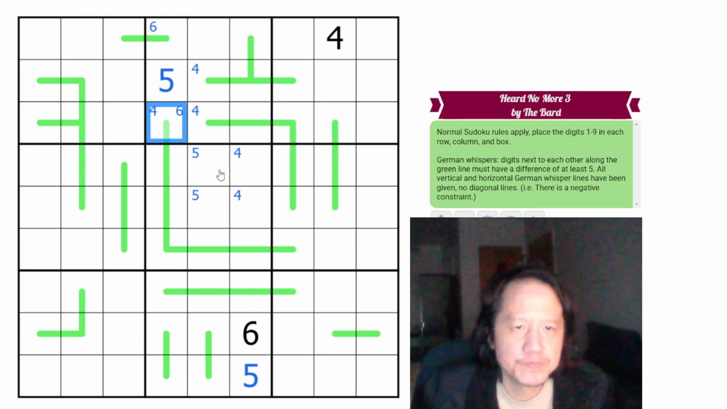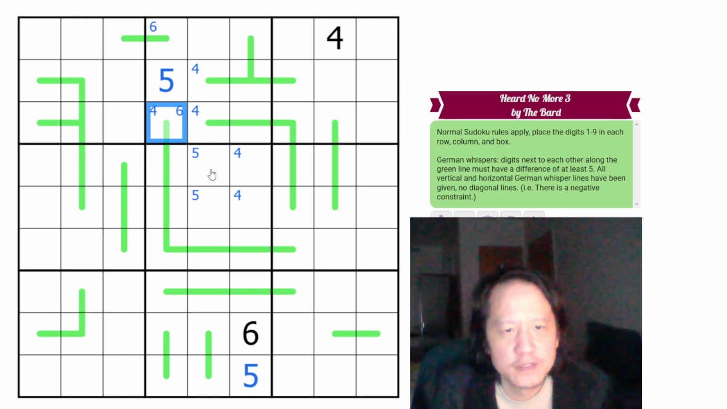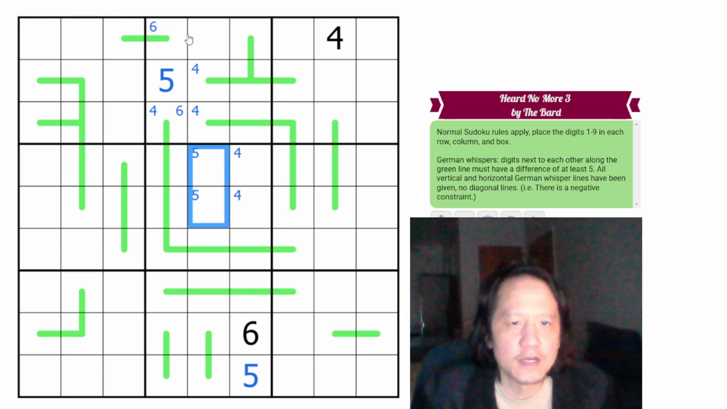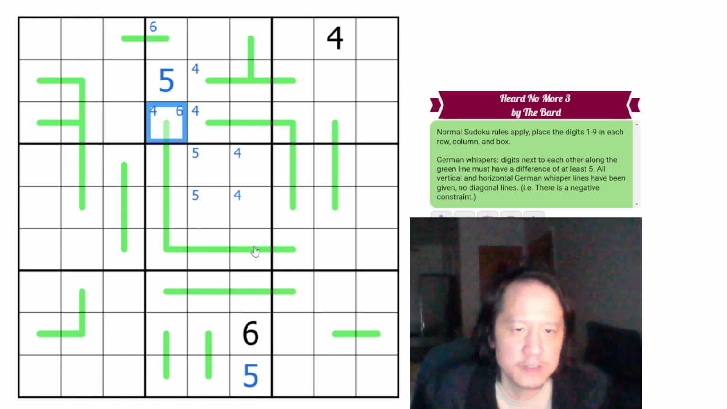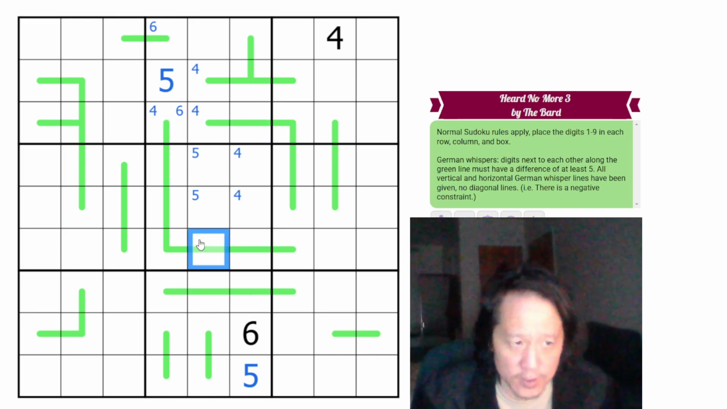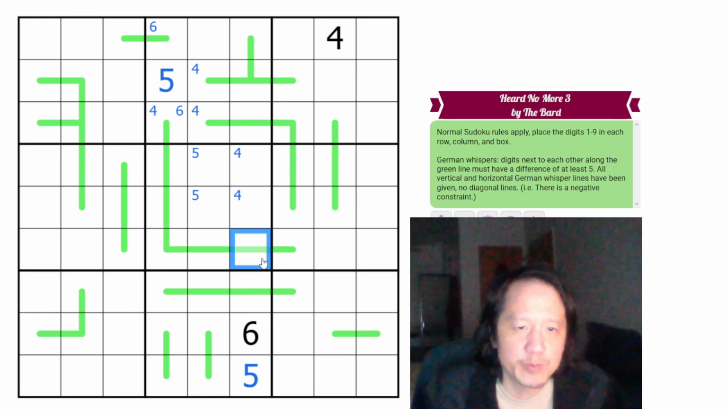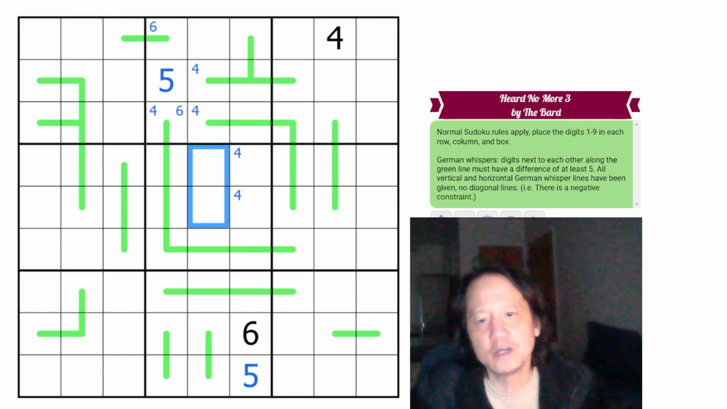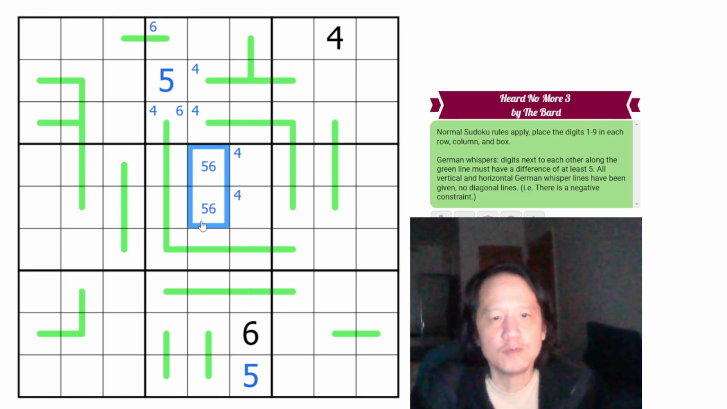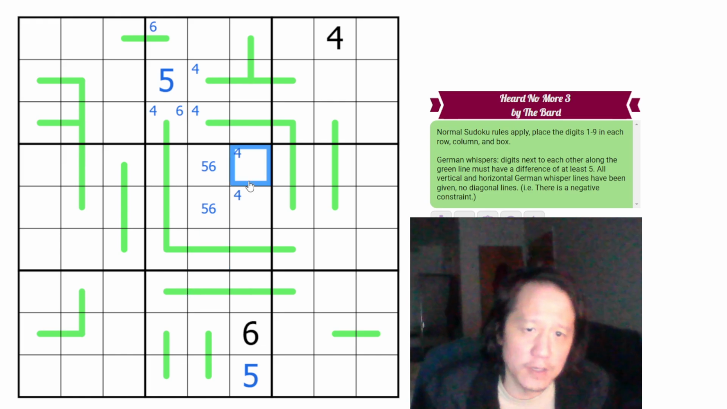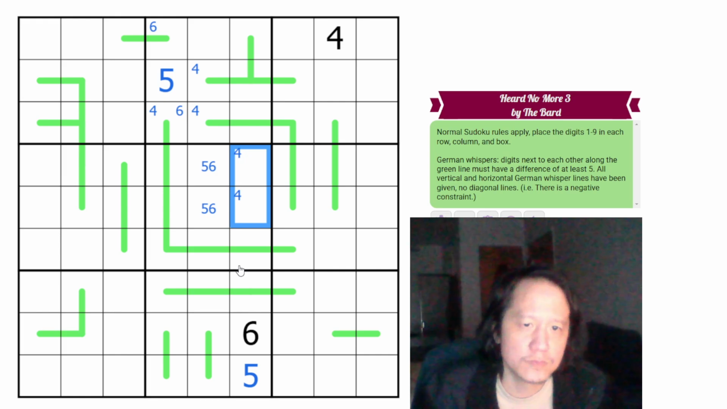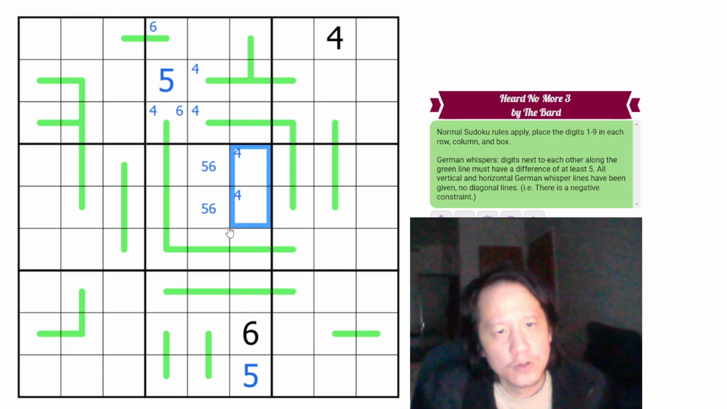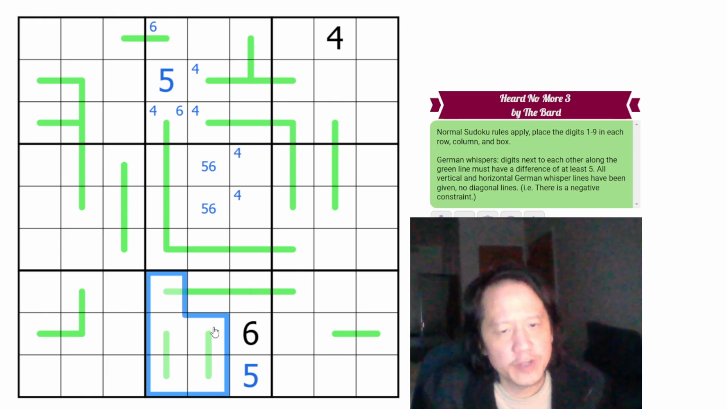Well, what does that tell us? Not too much, unfortunately. Where is the 6 then? Where is the 6 in box 5? It can't be any of these cells because one of these two cells must be 6. Can't be any of these cells because of this 6. And it can't be this cell because it sees 2 unique digits on a German whisper line. So it must be one of these two cells, which means we know 5 and 6 both have to be in these two cells, which means this is a 5-6 pair. This is 4. Or it could be any of these.